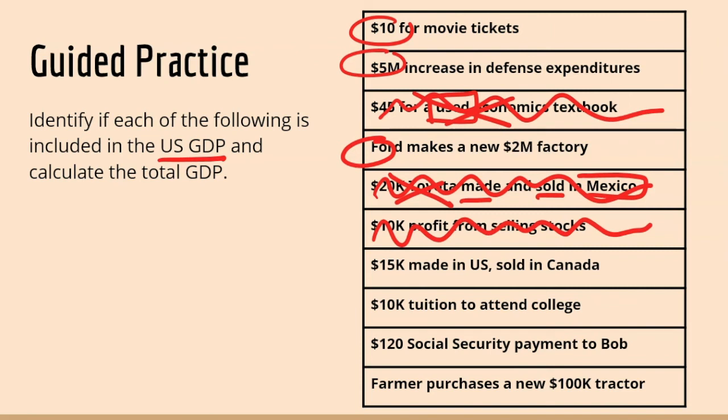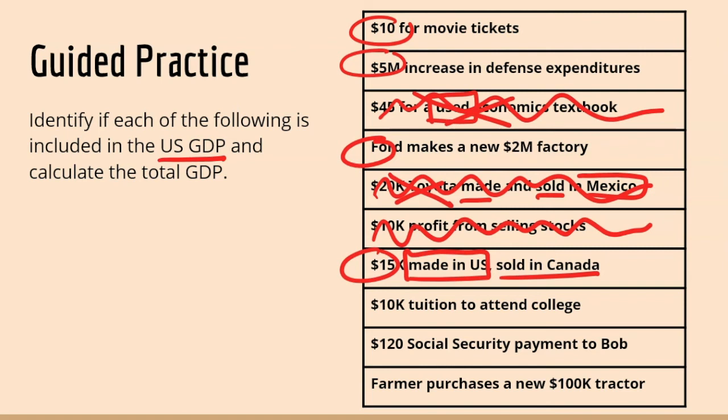$15,000 made in the United States but sold in Canada? Well, yes, that is included in our GDP. Although sold in Canada, it was made in the United States, right? And because of that, we're going to consider this to be net exports. It's made in the United States, and then we are exporting it to Canada to be sold.